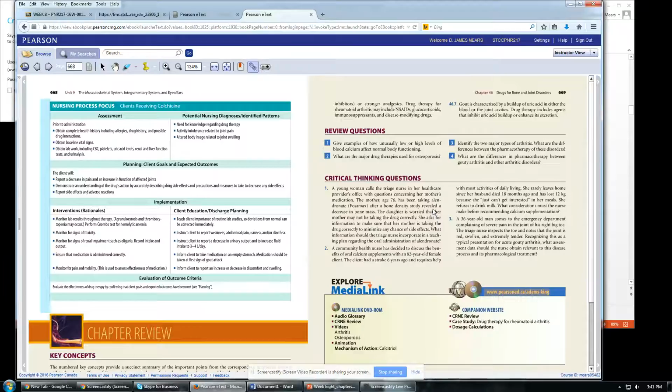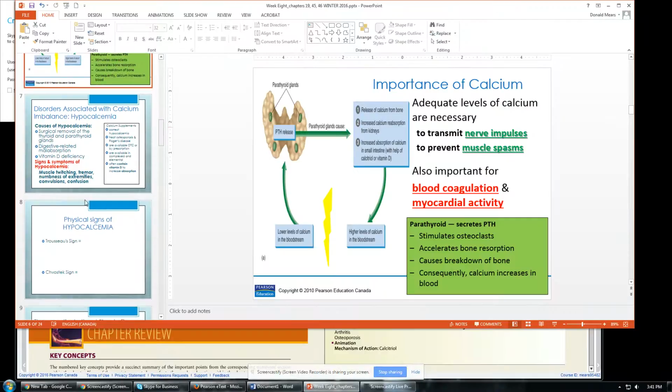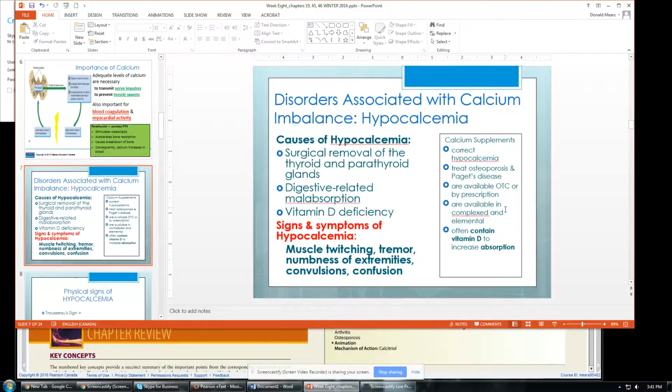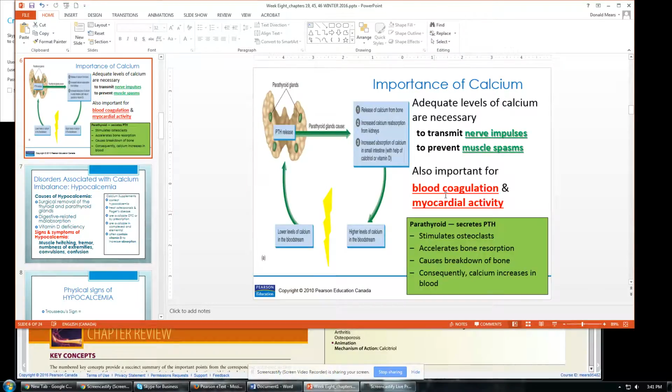We can back up and maybe, actually, no, we'll go to the PowerPoints for a second. So again, we talked about how calcium was important for a number of things. It transmits nerve impulses. It prevents muscle spasms. It plays a role in coagulation. Also, the electrical activity of the heart. And you can read these on your own.